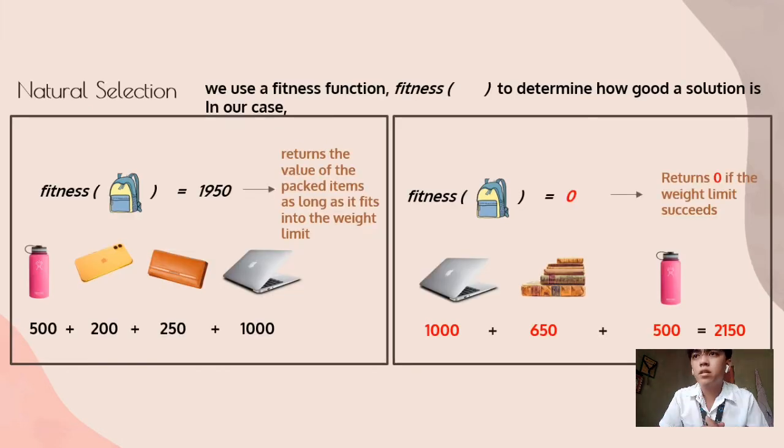Then natural selection. We use a fitness function, fitness with open and close parentheses, to determine how good a solution is. In our case, the example for the fitness of a knapsack: tumbler, phone, wallet, and laptop. We add all their weights in grams, and it equals 1,950 grams. So it fits in the knapsack, which holds 2,000 grams.